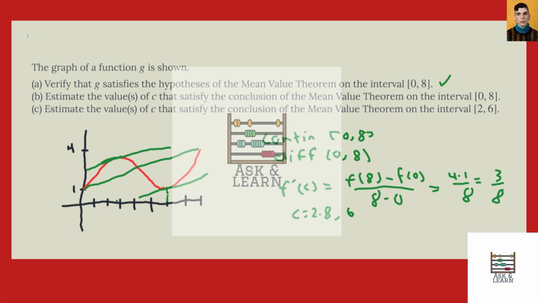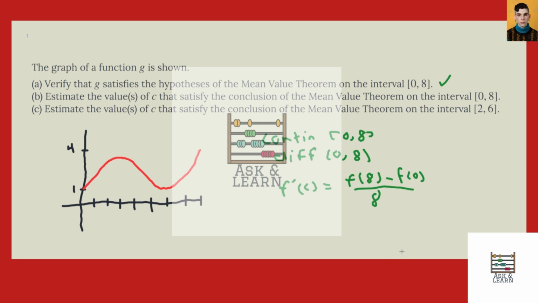All right, now I'm going to go back and clean up this graph a little. The second question is asking us to find the values of c that satisfy the conclusion in a different interval, from 2 to 6. So from 2 to 6 is right here, this point and this point, and this slope right here. We're looking for this average slope.